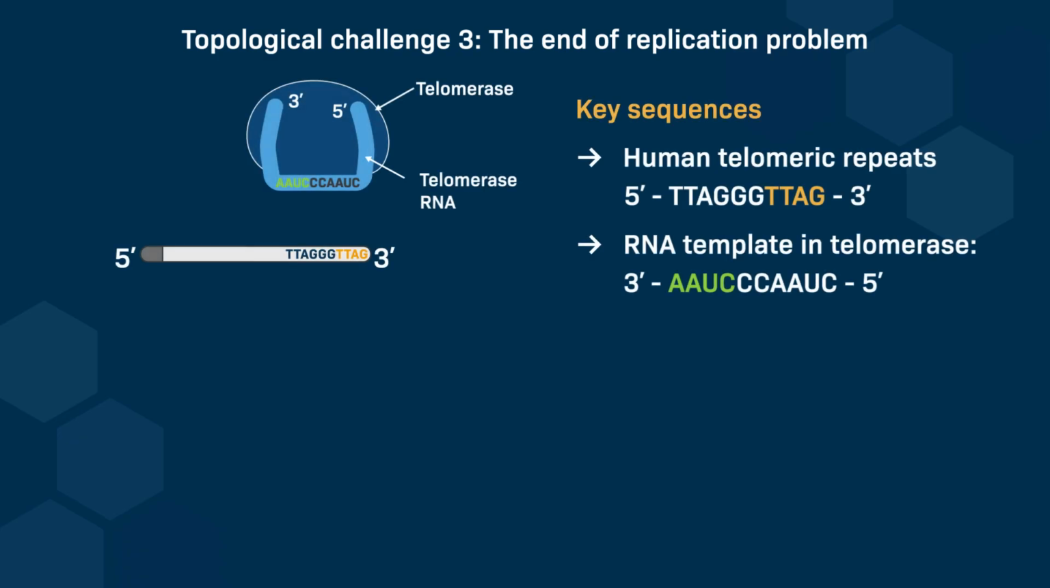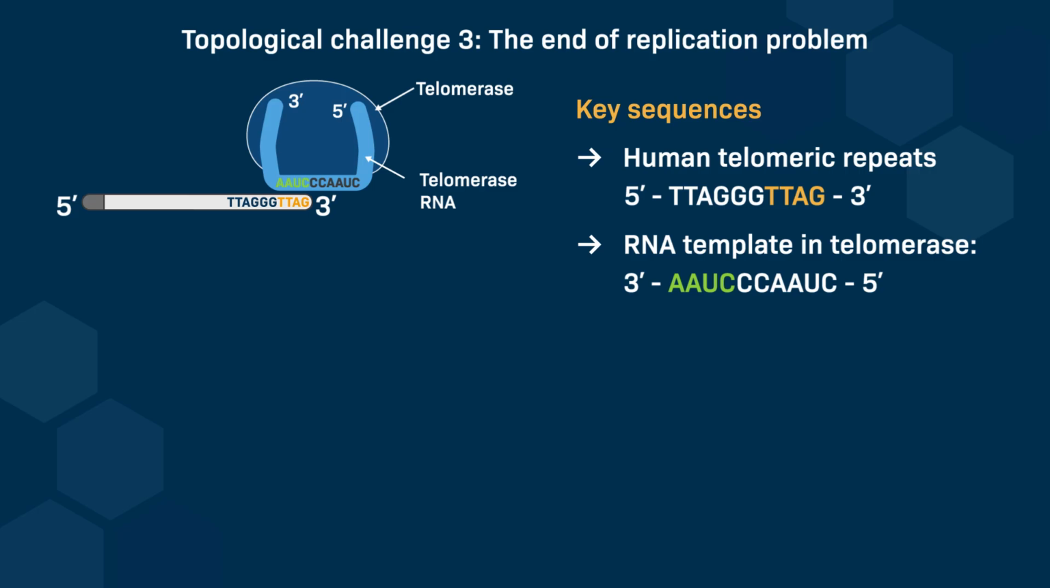Let's delve into how telomerase functions, using the human telomerase as an example. When DNA replication reaches the end of a eukaryotic chromosome, telomerase attaches to the 3' end of the leading strand. In the enzyme shown here, the RNA component is depicted in light green. The telomeric repeats in human DNA are sequences of TTAGGG, TTAG. The RNA template within telomerase contains a complementary sequence, AAUCCCAAUC, which allows for base pairing with the DNA.